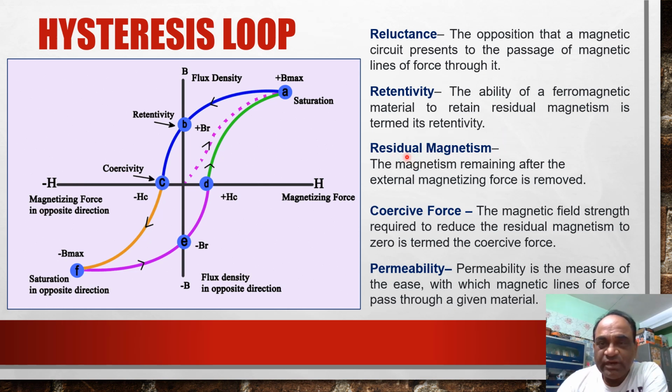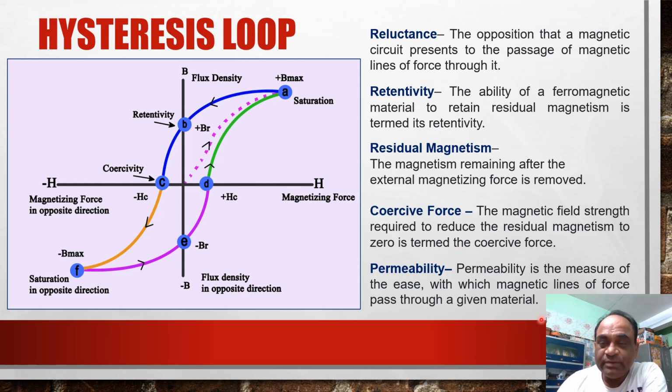Okay, so residual magnetism. Now, the question is, what is residual magnetism? The magnetism remaining after the external magnetizing force, that is H, is removed, is called residual magnetism. Now, what is coercive force? The magnetic field strength, or H, required to reduce the residual magnetism to zero is termed as coercive force.